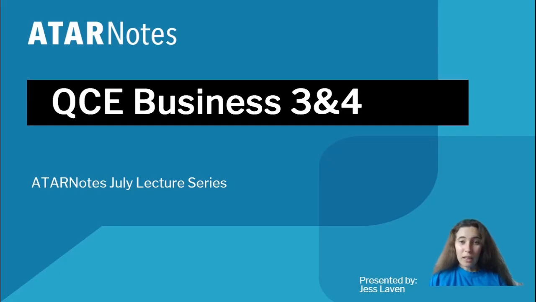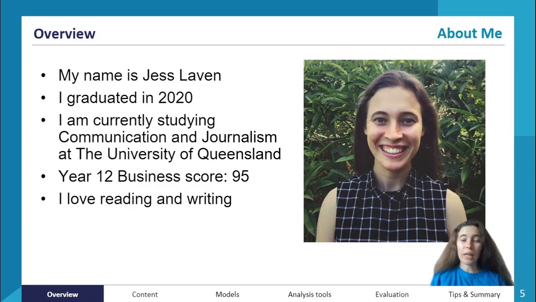So let's get stuck into a little bit about me, and then we'll have a look at our lecture schedule for today. As I mentioned, my name's Jess. I graduated in 2020, and I'm studying communication and journalism at the University of Queensland. I got a business score in year 12 of 95, and I love reading and writing. So all of the humanities subjects were my favorites, including business and English as well.